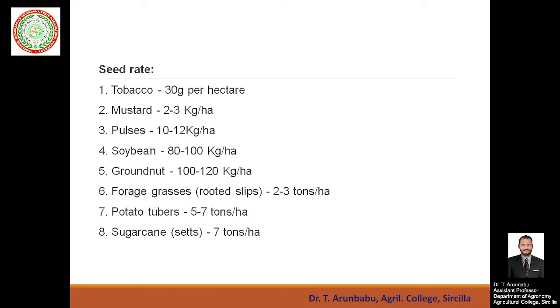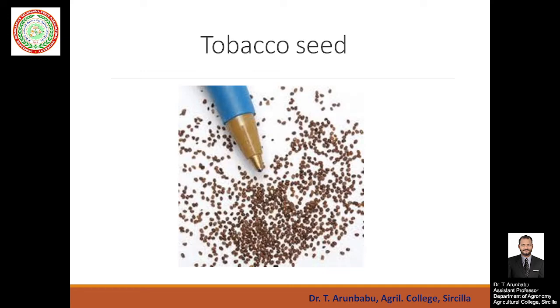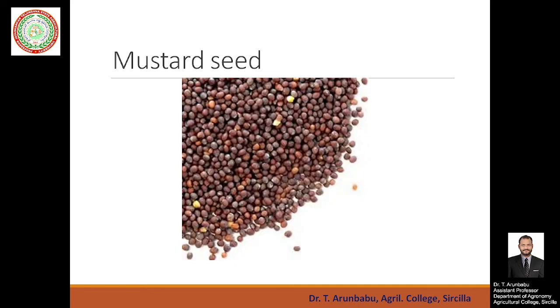So coming to the seed rate, we have different crops: tobacco 30 gram per hectare, mustard 2 to 3 kg per hectare, pulses 10 to 12 kg per hectare, soybean 80 to 100 kg per hectare, groundnut 100 to 120 kg per hectare, forage grasses, that is rooted slips, 2 to 3 tons per hectare, potato tubers 5 to 7 tons per hectare, and sugarcane sets 7 tons per hectare. So this is the seed rate generally followed in various crops. You can see here the tobacco seeds, which are very small in size, and these are the mustard seeds.